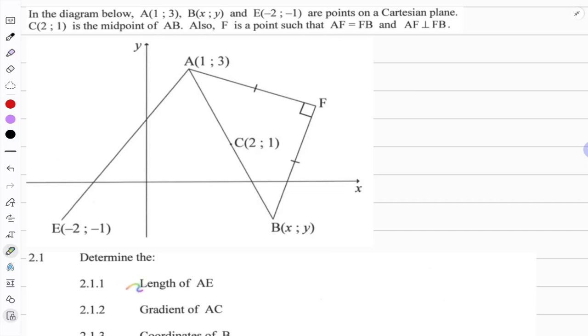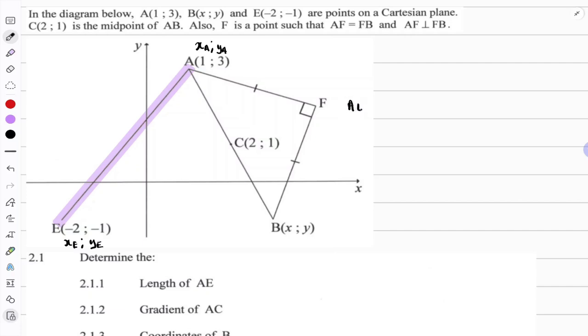So the first question says determine the length of AE. So AE is this line segment. So we need to apply the distance formula. So you'll notice that XA and YA correspond to 1 and 3. I use the subscripts for the letter A, and XE and YE correspond to -2 and -1. These coordinates represent E. So now let's apply the distance formula.